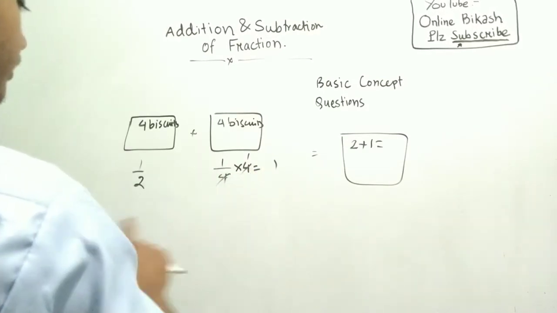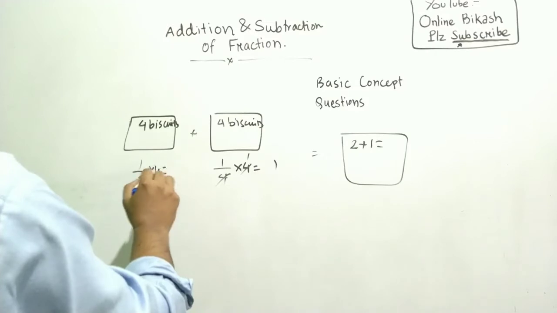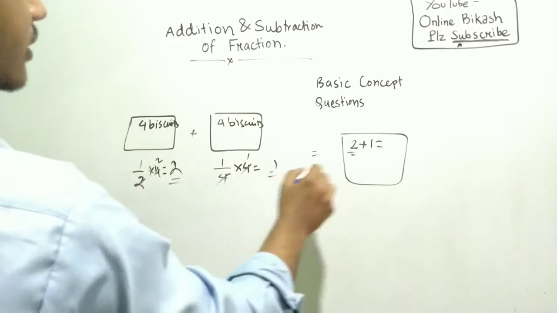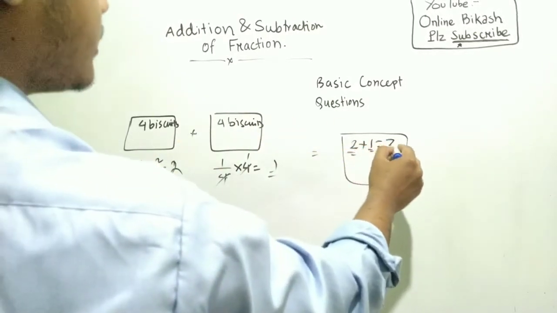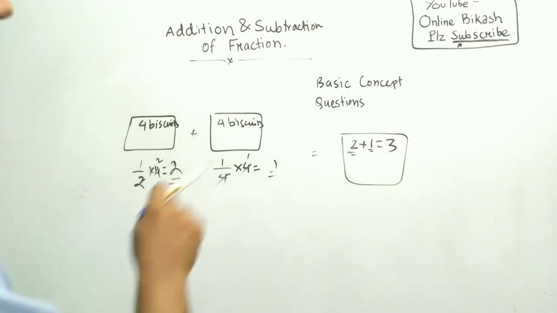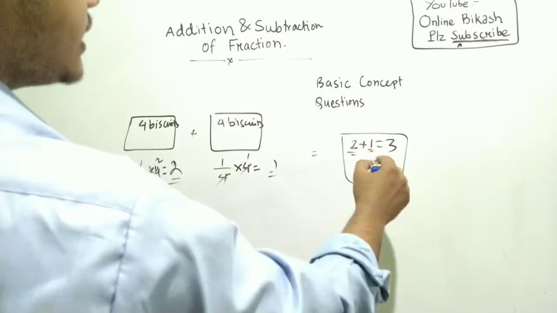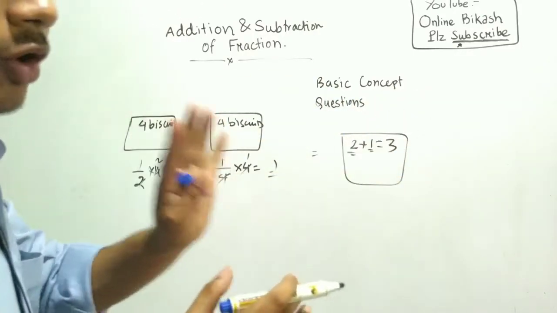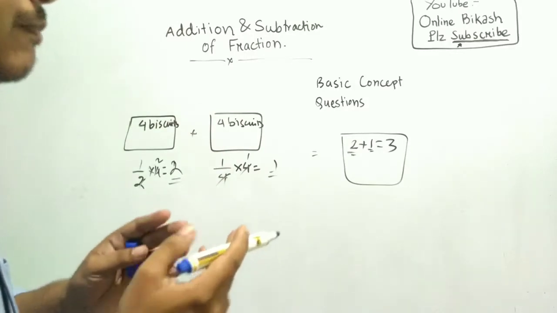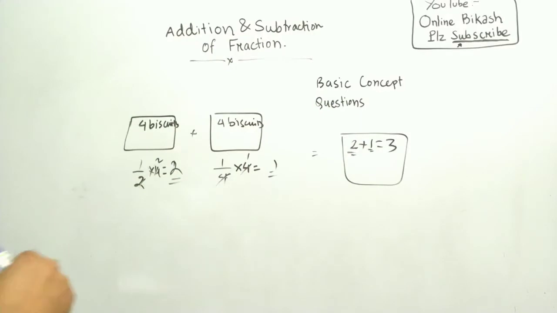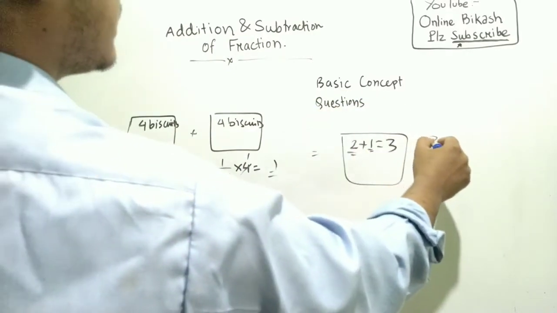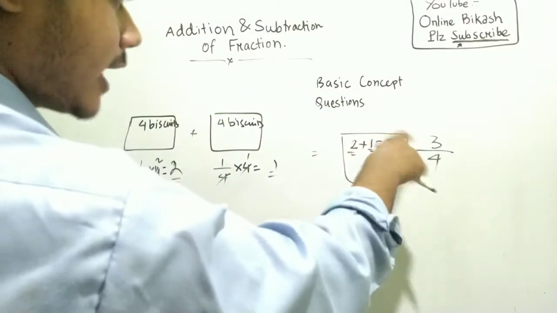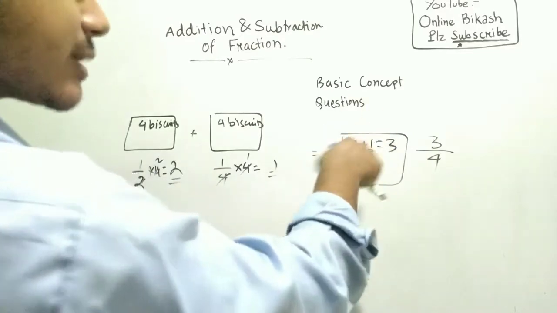And 1/2 into 4 is 2 upon 4 into 4, that is 2. So from this one and this one, how many biscuits will I have now? 3 biscuits. Now this 3 is what fraction of the whole packet? We know that only 4 biscuits can be kept in this packet. Out of these 4 biscuits I have only 3, so 3/4 is the fractional value of the biscuits in this packet.